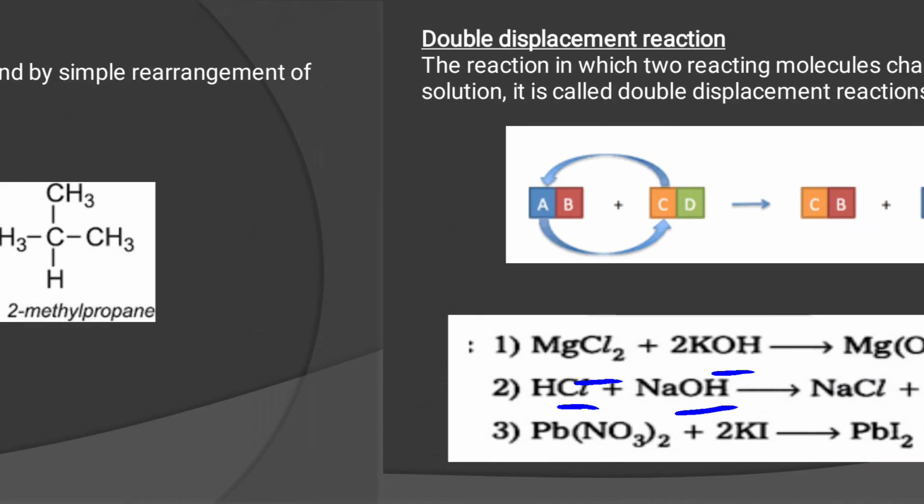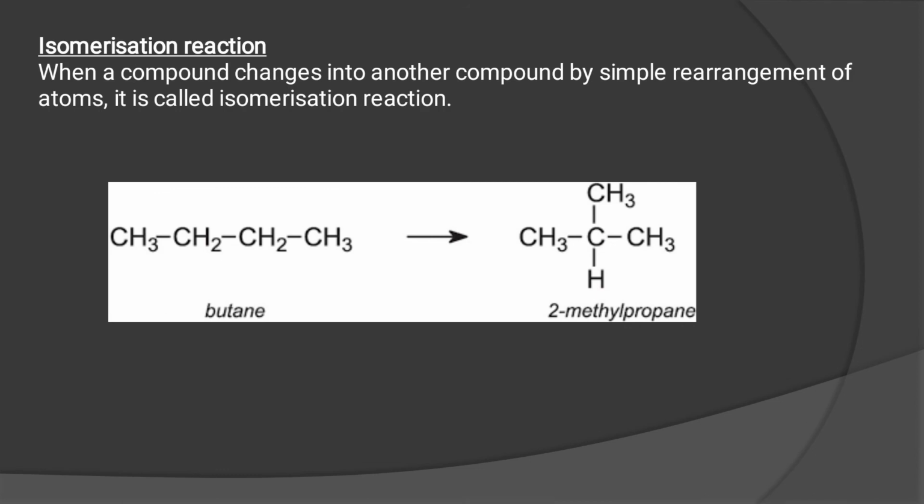Okay, so the next reaction is the isomerization reaction. In this reaction, the molecular formula remains the same, but by the simple rearrangement of atoms, we get a different compound, another compound. So this is how you can relate it by the example.